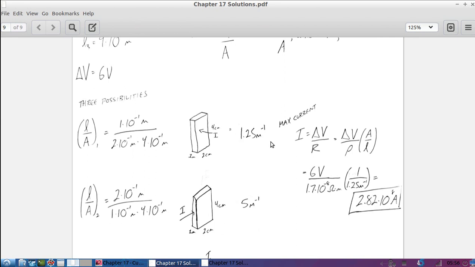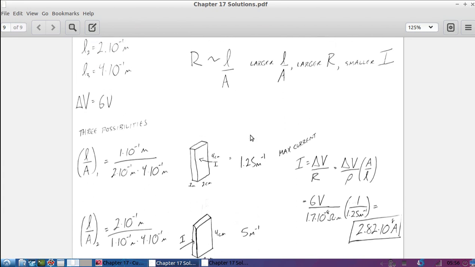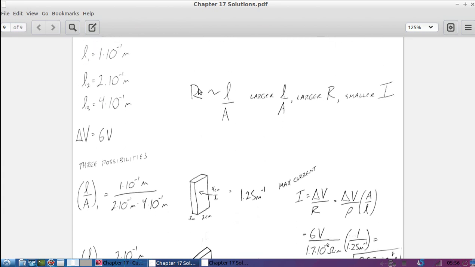So I get 1.25 1 over meters, or inverse meters, whatever you want to call it. I'm not really concerned about the units too much. But this is 1.25, so it's very small, right? But I want to try out the other scenarios. Now this is directly proportional to resistance.